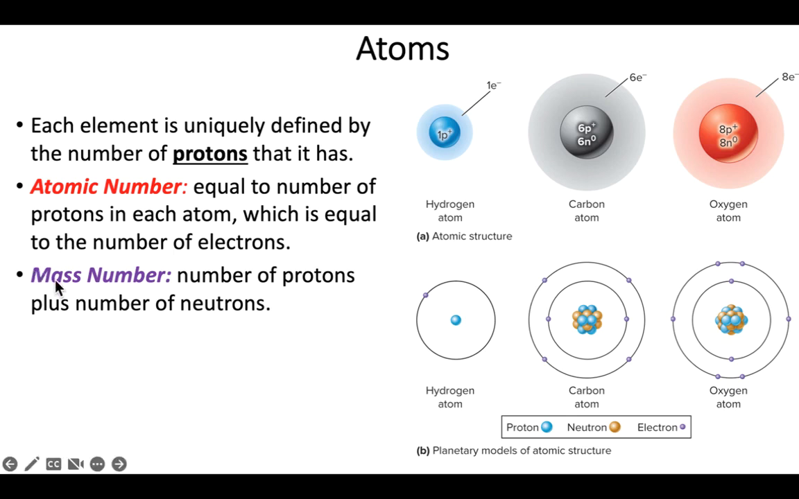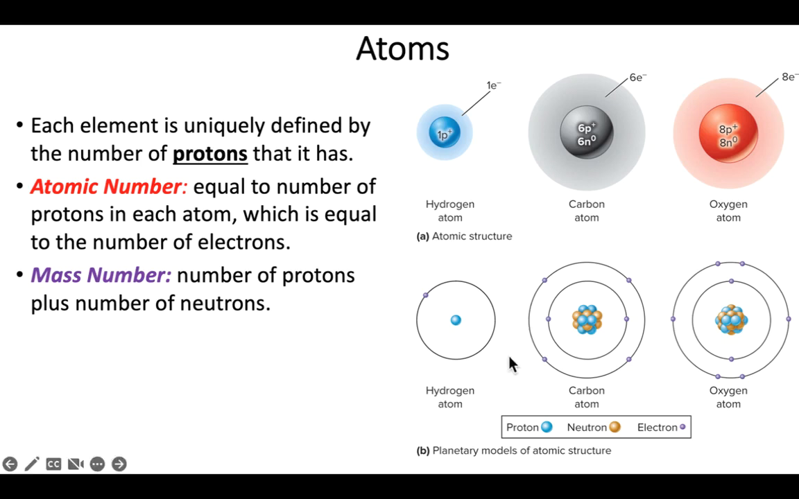The mass number has to do with the number of protons and the neutrons. Electrons have very, very little mass. So they don't really contribute to the overall mass of the atom. So we kind of neglect the electrons because they don't have much mass. So the mass number is just adding up the protons and the neutrons.